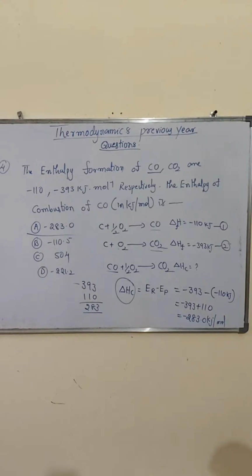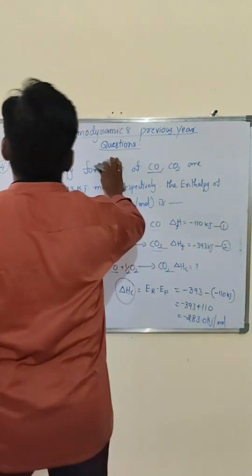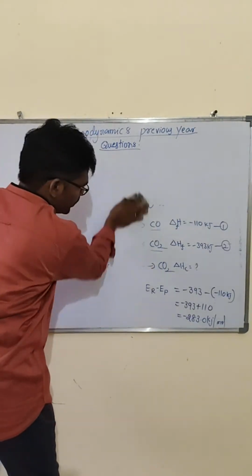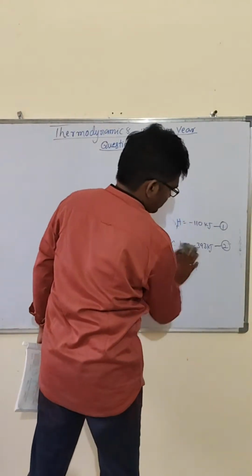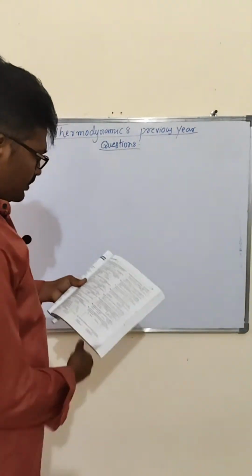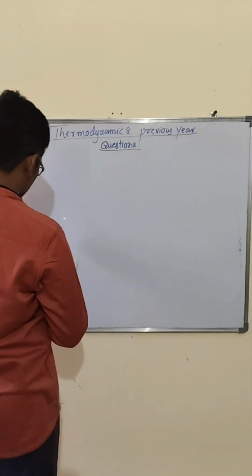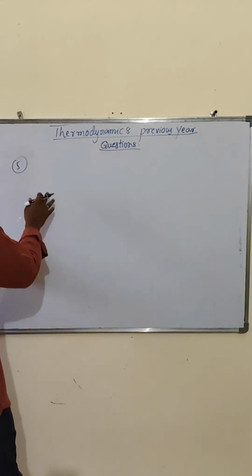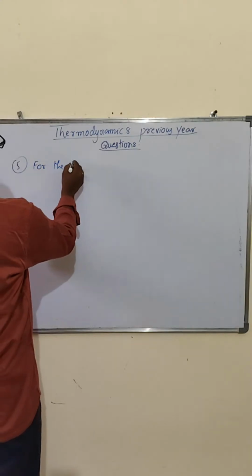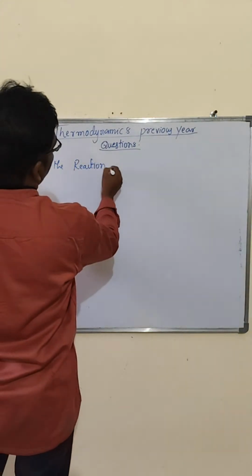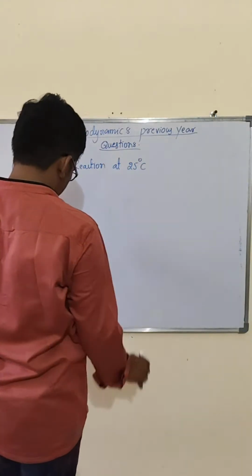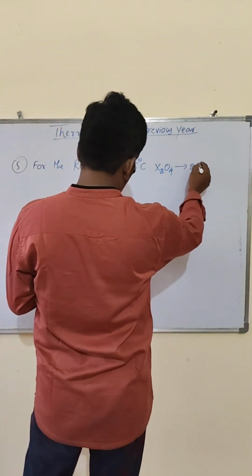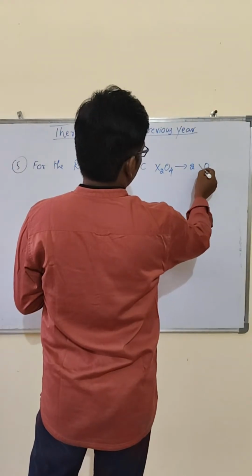So look at one more important question. So that is question number 5. For the reaction at 25 degrees Celsius, X2O4 gives rise to 2XO2.